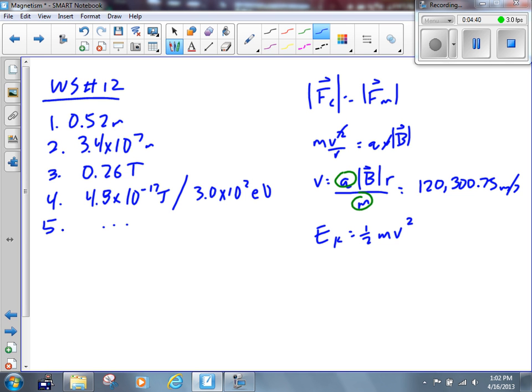When we plug in the value for the mass and the speed that we just calculated, we end up getting a kinetic energy of 4.8 times 10 to the minus 17 joules. There's my first answer, the kinetic energy in joules. Now we have to convert that to electron volts.